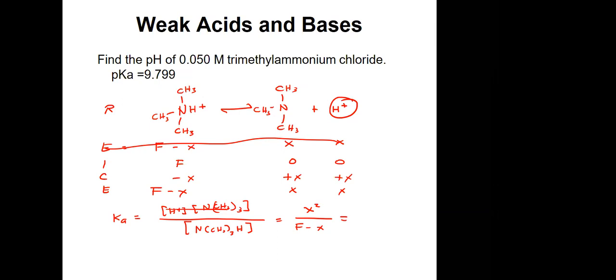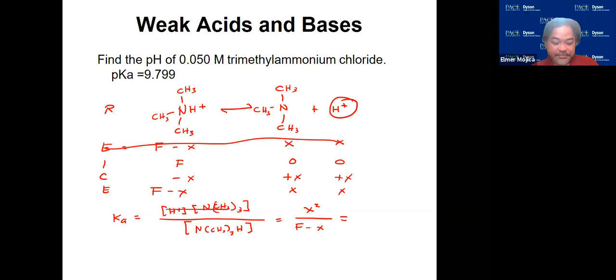So we can substitute F for the initial concentration, right? Yep. So this is equal to 10 to the negative 9.79. And then I can replace this now with 0.05. So what is the X that I have here?